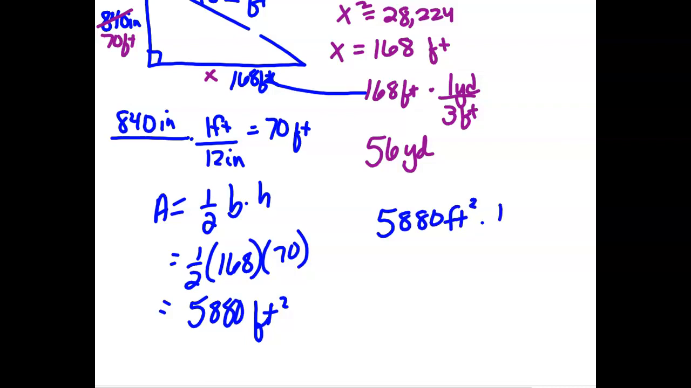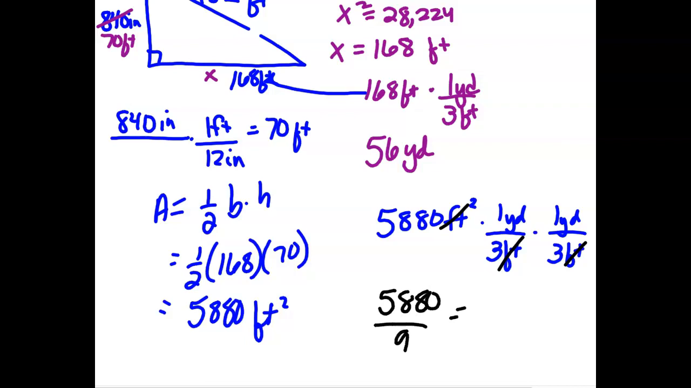So we would have to do 1 yard to 3 feet, and then do that again in order to convert both feet squared here using those two. So we're really dividing by 9 instead of 3. So 5,880 divided by 9 ends up being 653 1/3 square yards for the area.